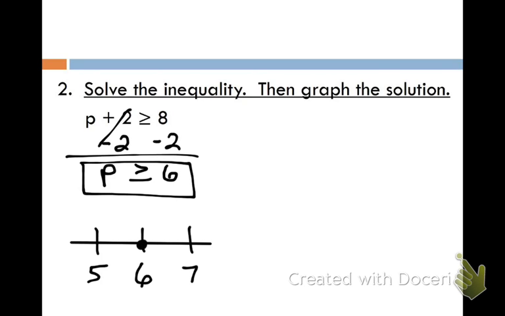All right, so now I've got to figure out which way my arrow is going to go. It's either going to go to the left or it's going to go to the right. Raise your hand if you believe it goes to the right. Raise your hand if you think it goes to the left. Everyone is saying to the right. Okay, so we're going to go to the right. Now, let's check this out. Could I put right there 7? 7 is greater than or equal to 6.